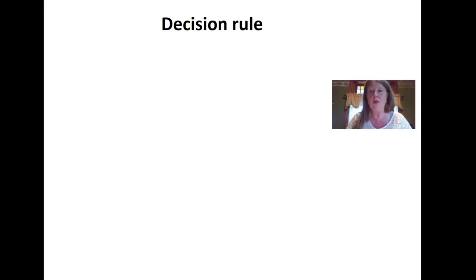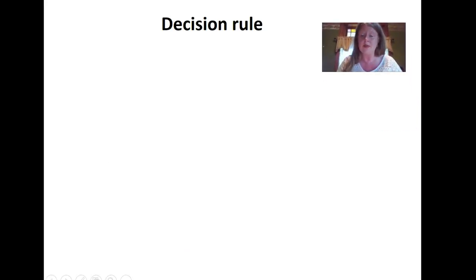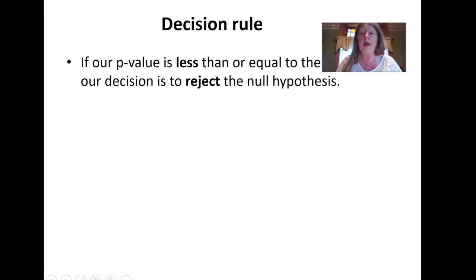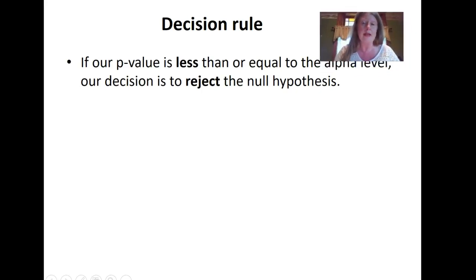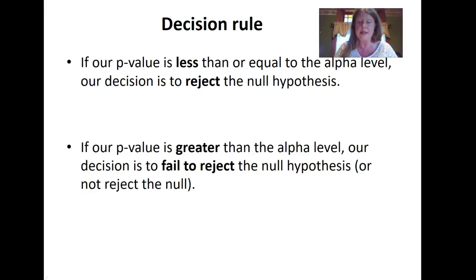Remember, this is just a quick review of decision rules, so this is going to be important. When you conduct a hypothesis test, remember, and I've said this already in this lecture so far, if the p-value is less than or equal to the alpha level, the decision is to reject the null hypothesis. If it's greater than the alpha level, the decision is to fail to reject or not reject.